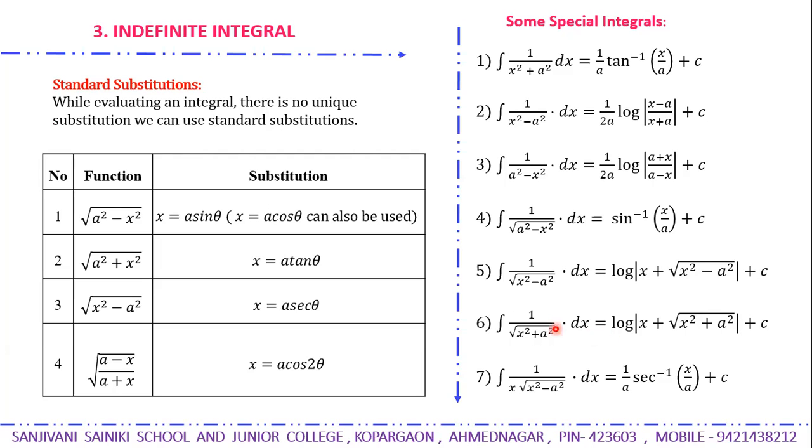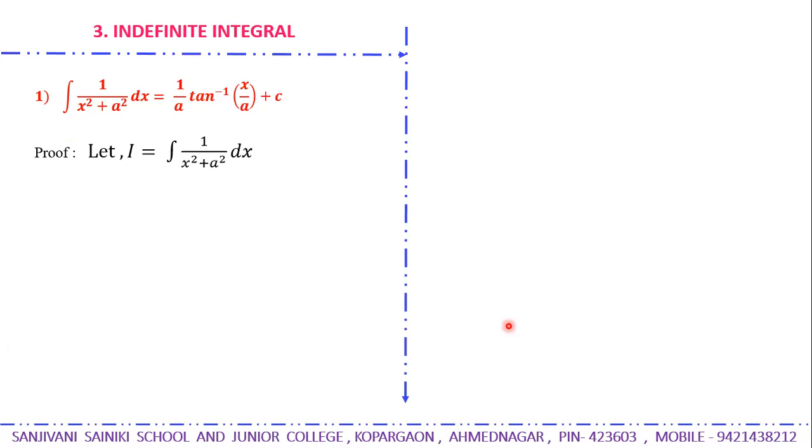Now the seventh one is 1 upon x root x square minus a square. Its integral is given by 1 upon a sec inverse of x by a plus c, which is not very important for us in solving examples or in proving some facts, but the first 6 are very important from the exam point of view and to study the integrals. So let us see the proof of them one by one. Integral of 1 upon x square plus a square dx is 1 upon a tan inverse of x by a plus c. We have to prove it.